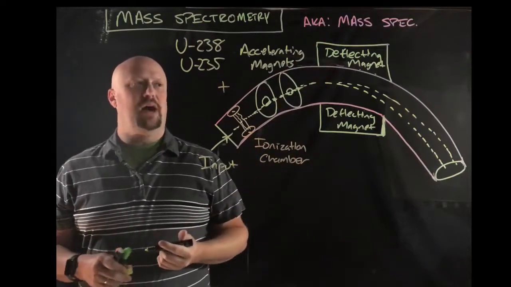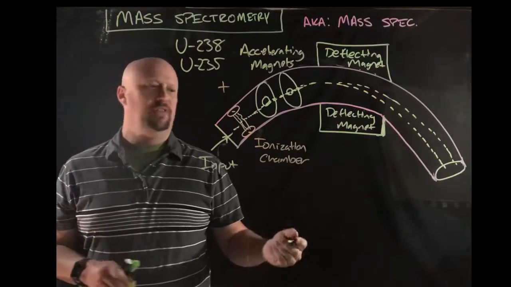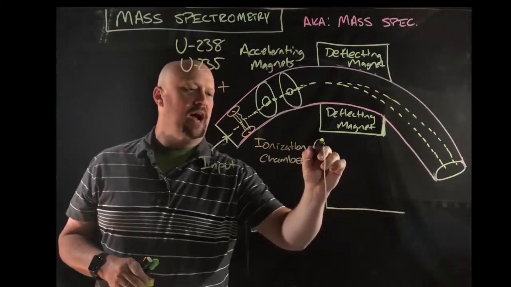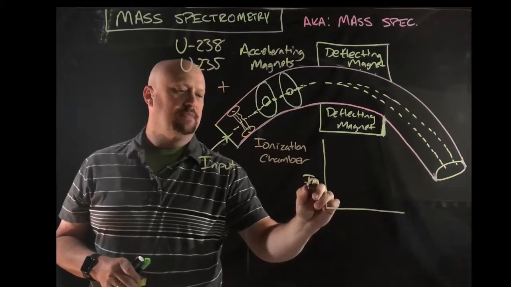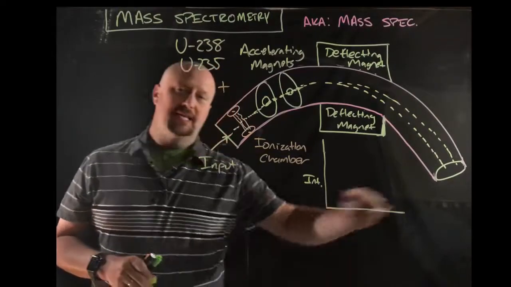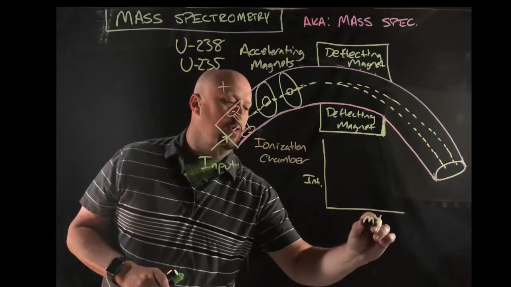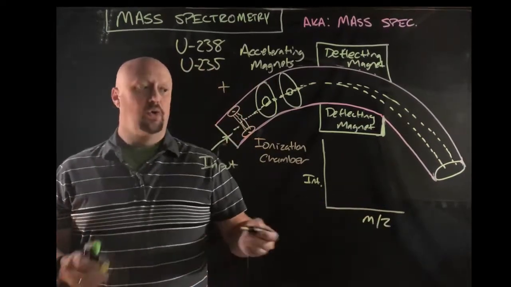This is essentially how all mass specs work, and what we're going to read out, and what we'll see a little bit more of in the next video, is we're going to get a readout that essentially is going to be a graph, and on the y-axis here it's going to be intensity, and on the x-axis essentially what we're going to get is what's called an m/z ratio, or a mass to charge ratio.